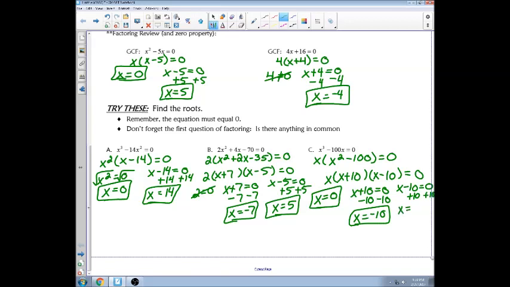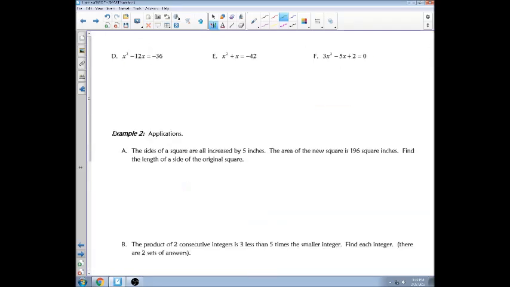So x equals positive 10. There's a little review there for you on factoring and solving with the zero property. In part D, again, just like on the front, we need to set everything equal to 0. So I have x squared minus 12x. I needed to add the 36 over to get it set equal to 0.